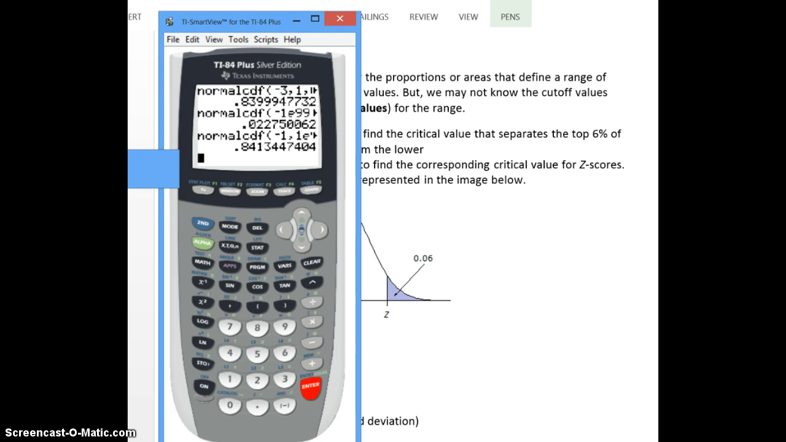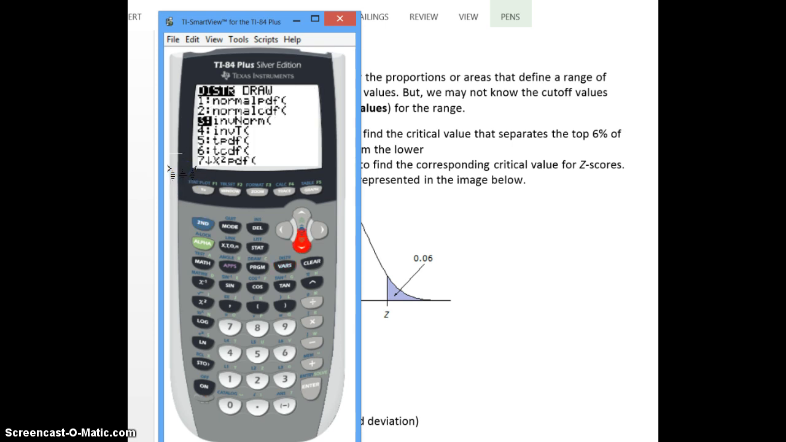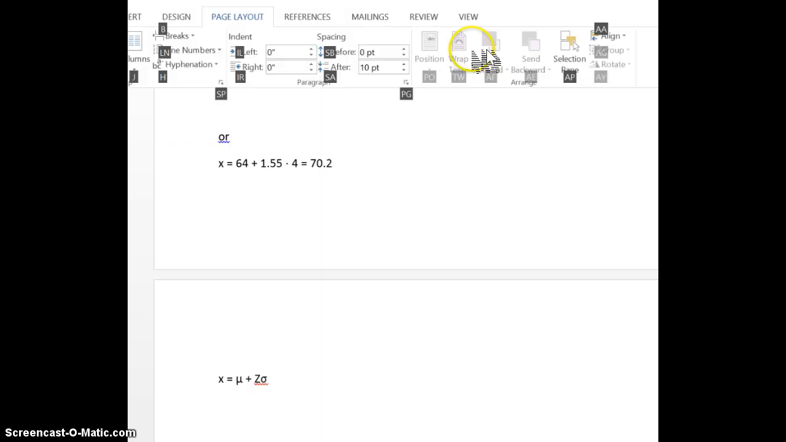So we come to our TI. Now we're going to do second, and we're going to do vars again. But now we're going to move down and go to option 3, inverse norm. What is the area to the left of the z-value we want to find? It's not the 0.06. It's 1 minus 0.06, which is 0.94. Keep doing enter. And we get a z-value of 1.55.